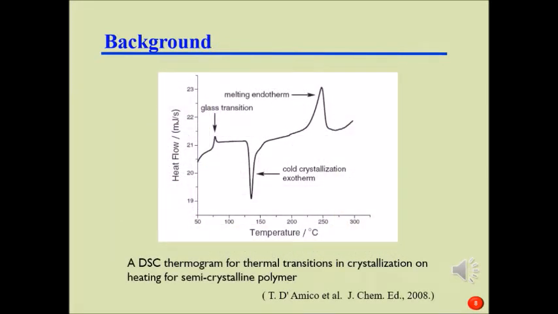This figure shows a DSC thermogram for thermal transitions in crystallization on heating for a semi-crystalline polymer. The thermogram shows a curve between heat flow, in the y-axis, and temperature, in the x-axis. Here we can see three types of phase transitions. The glass and melting transitions are endothermic processes because both exhibit positive peaks, heat is absorbed by the sample. The cold crystallization shows a negative peak, indicating an exothermic process as heat is released by the sample.